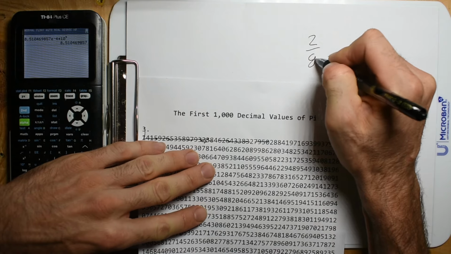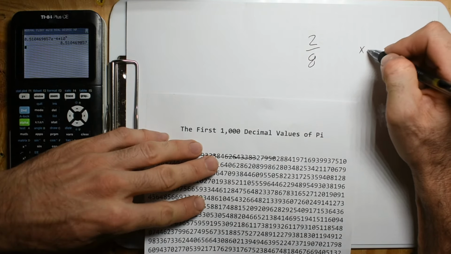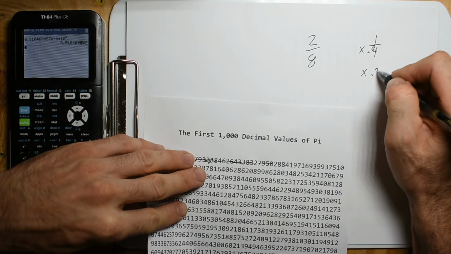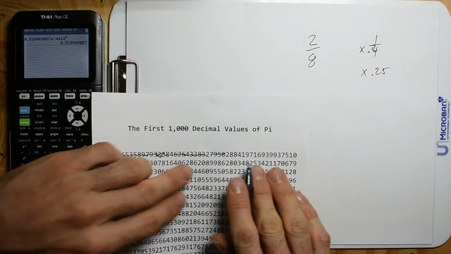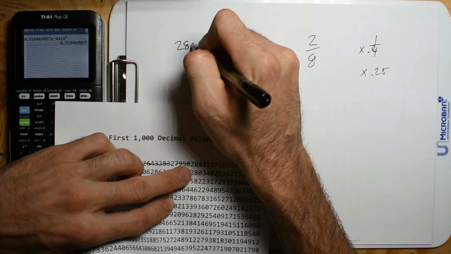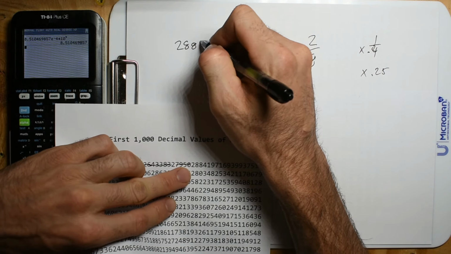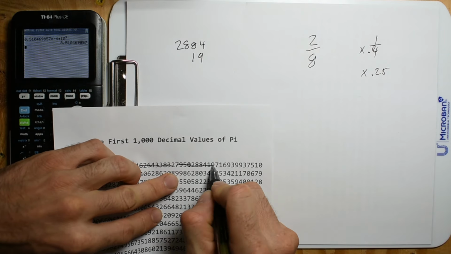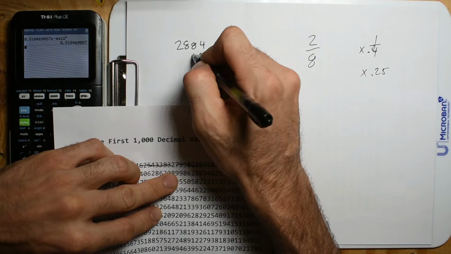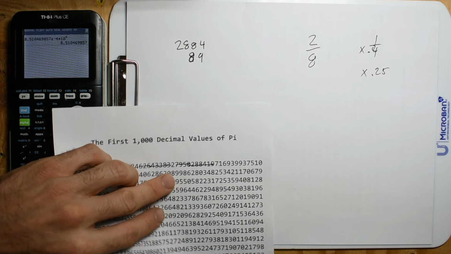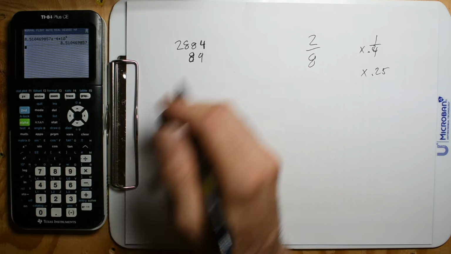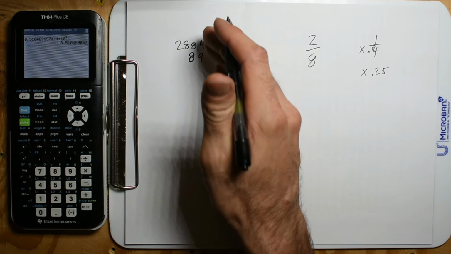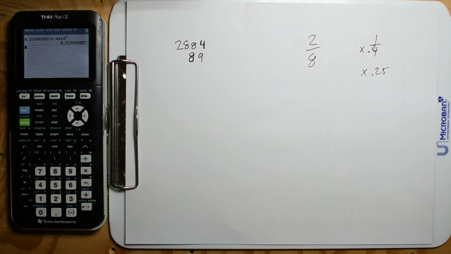So we have 2 divided by 8. Hell yeah, that's going to be times 0.25. It's going to be a quarter. So it's either a quarter or times 0.25. So let's do this one. So we're going to have 2884 divided by 89. There you go. So this is going to be 1,000 divided by 10. So 1,000 loses a 0. It's going to be 100.